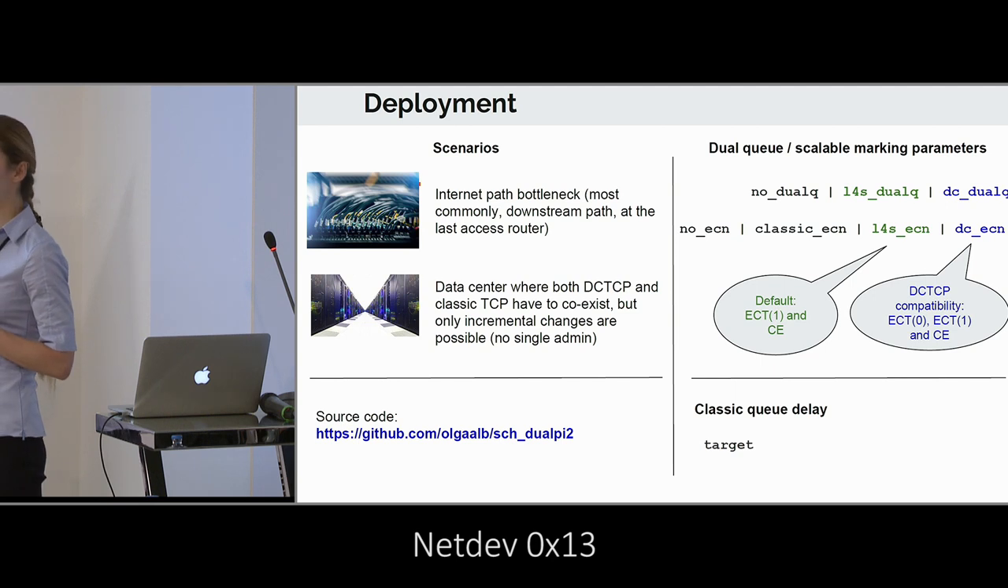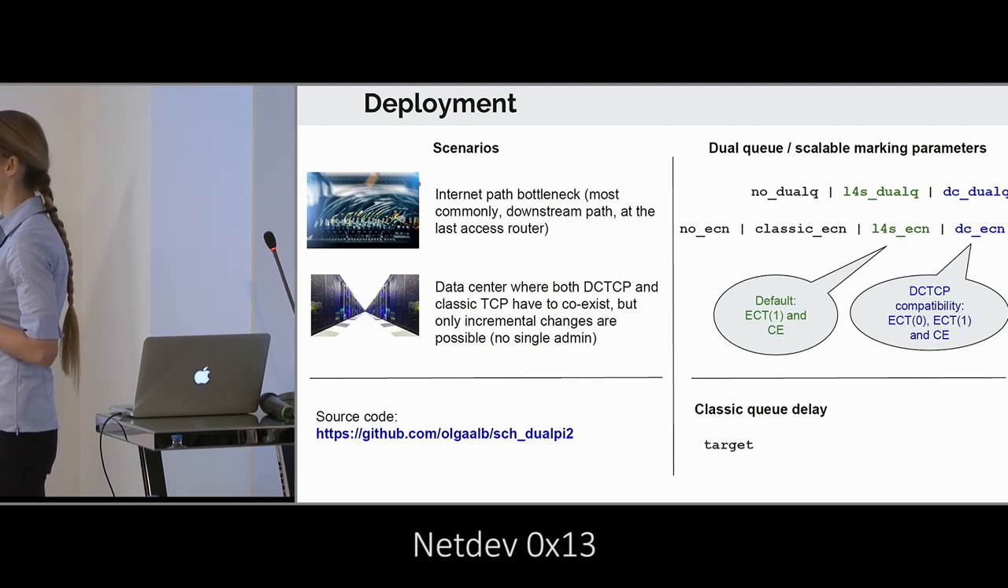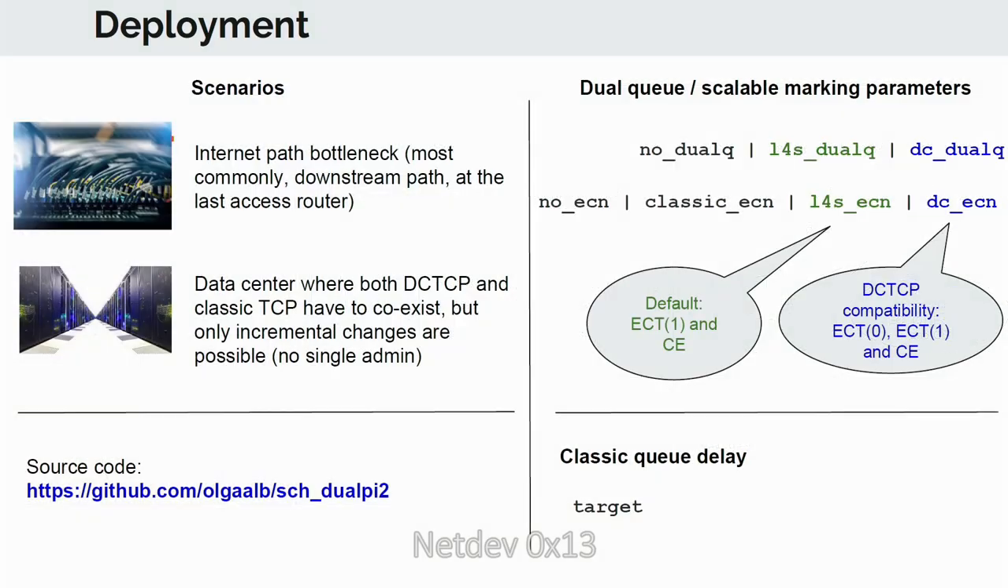And just primarily downstream path and the last access router. Another deployment scenario is a data center where, for example, both DCTCP and classic DCTCP are used, and they have to coexist until everything is changed. So, for example, if only incremental changes are possible for a while, there is no single admin that can allow to change everything at the same time.